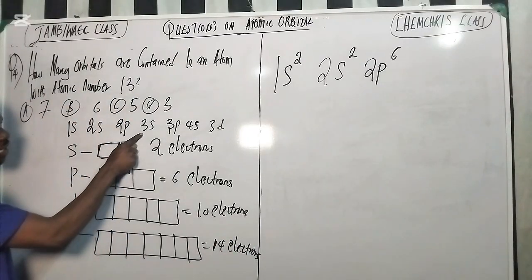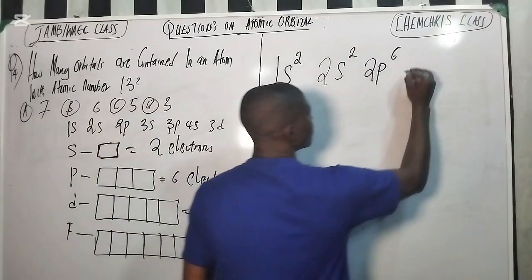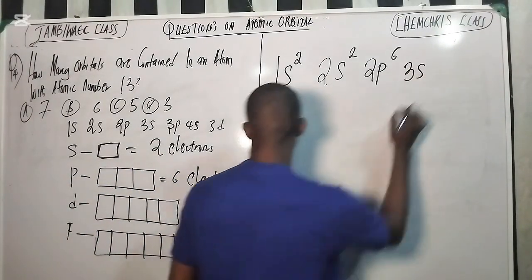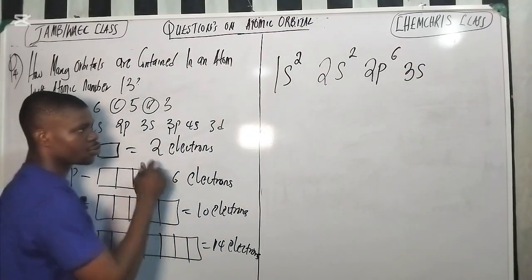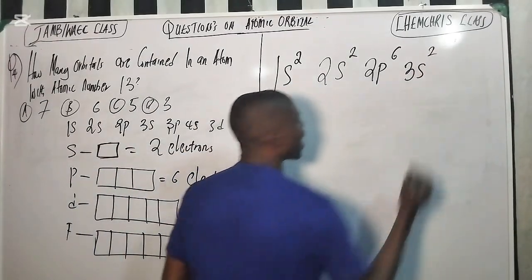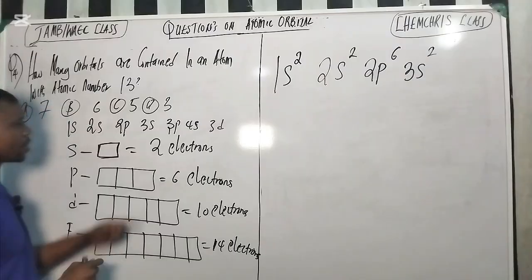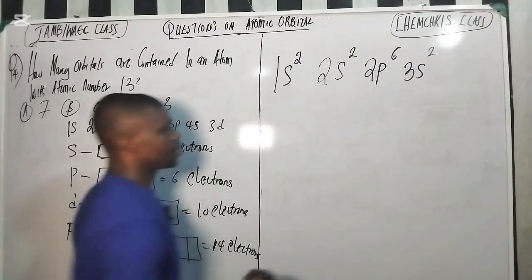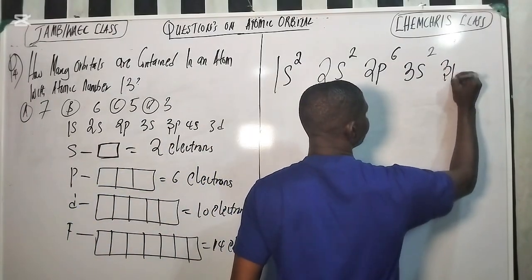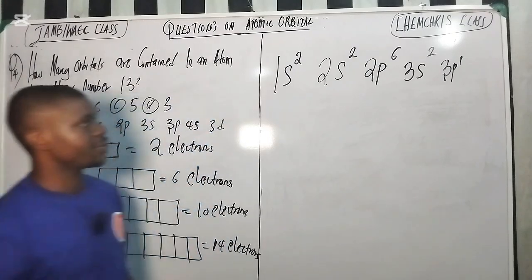Let's continue. Let's enter here 3s. And so I accumulate 2 electrons. So here we have 2. So I have 1 left. And what is that 1? 3p. 3p1. Please pay close attention.